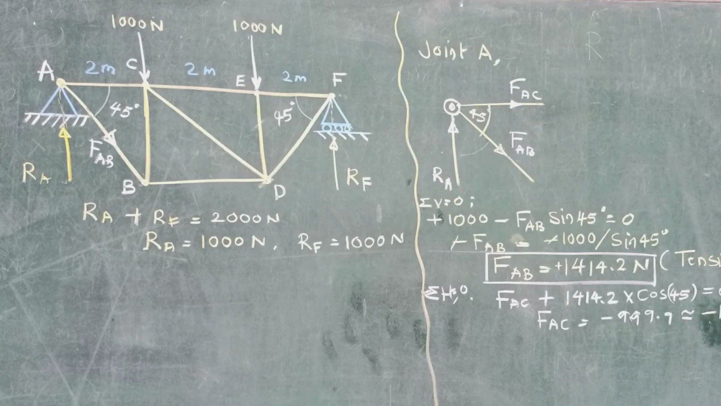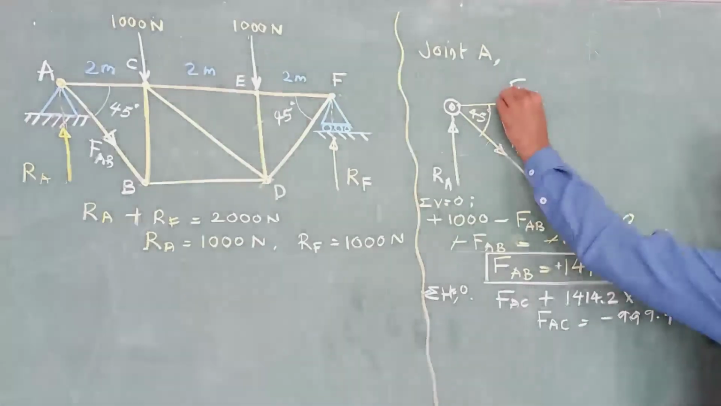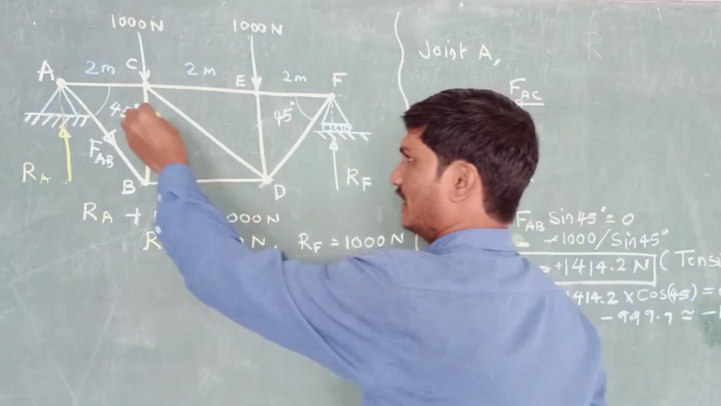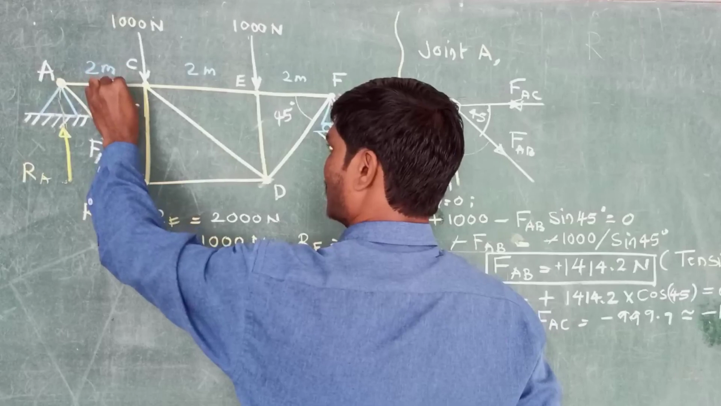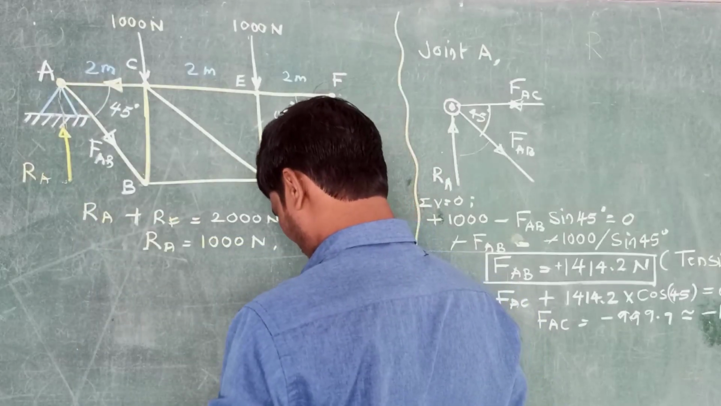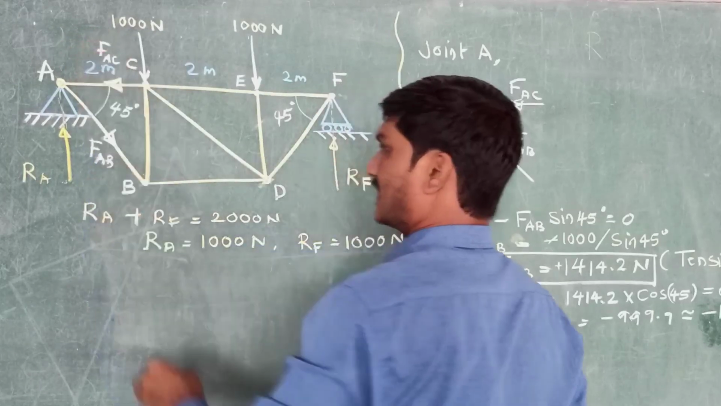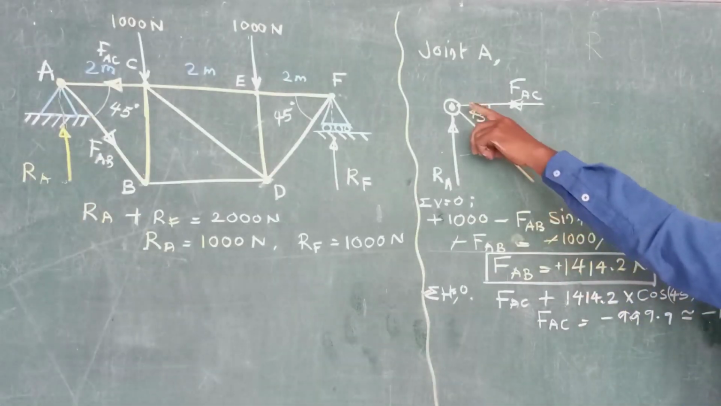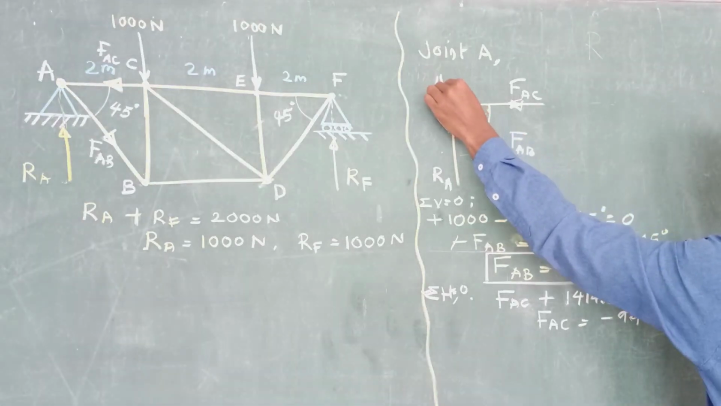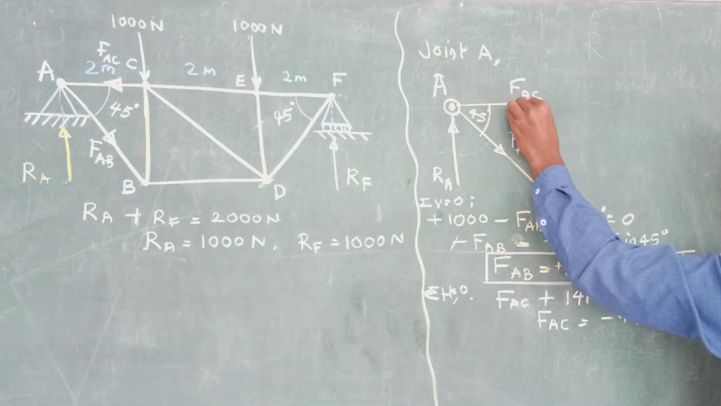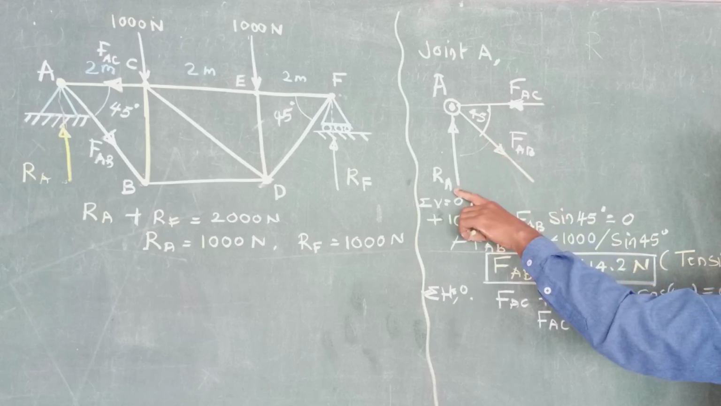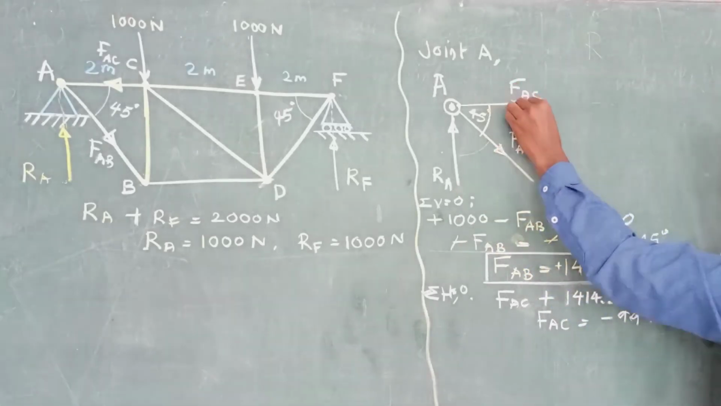Minus indicates compression, so this force is in compression and its direction should change. FAC is in compression. Is it clear now? At the point A, the three forces we have calculated are FAC, FAB and RA.